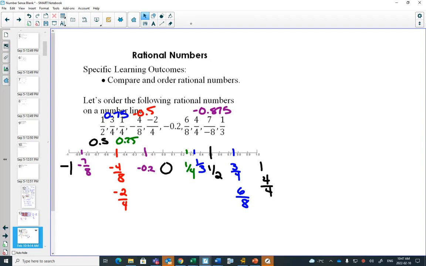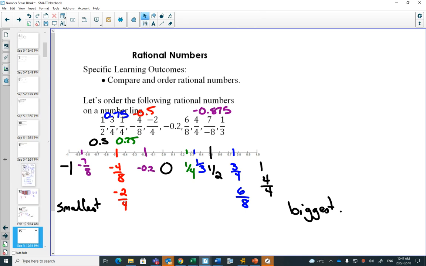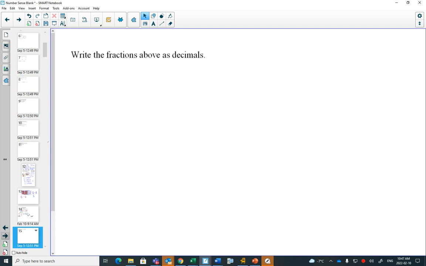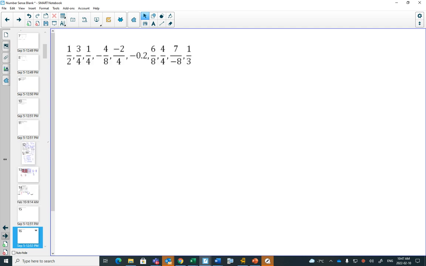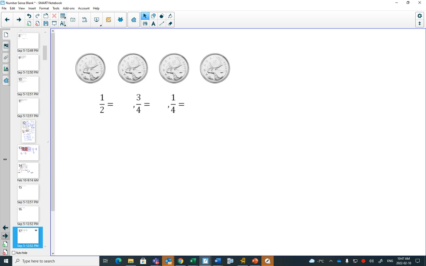Okay. So now if you had to order them from smallest to biggest, does it make sense that this side over here, these are your smallest, and these are your biggest? Okay. We could write those as decimals, and then that allows us to arrange them.